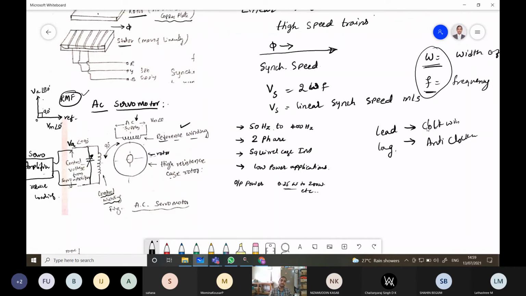So we can change the direction of the rotation by changing the phase angle. The phase angle is either leading or lagging depending on this. We can reverse the rotation by swapping the roles of the control phase voltage and the reference phase voltage. Which one is leading depends on that. Suppose VA is leading, then it will rotate clockwise.